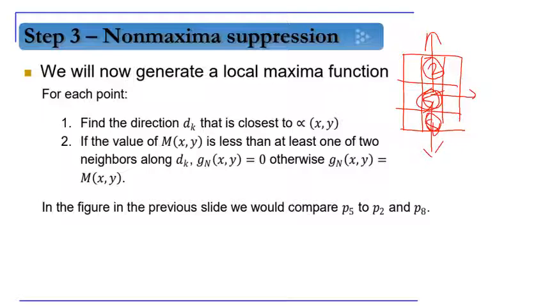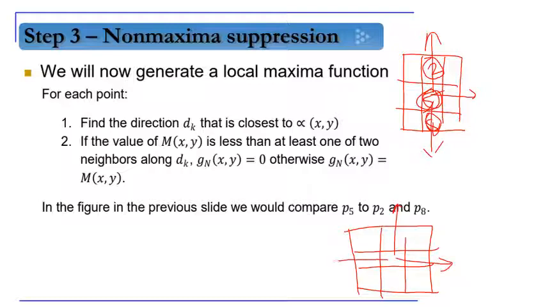Similarly, if I have a vertical direction, suppose my edge is in the vertical direction like this, my edge normal will be in these two directions, right? So if this is my P5, which represents the value Mxy, then this will be compared with this particular pixel, that is nothing but P4 and P6. So P5 will be compared with 4 and 6.